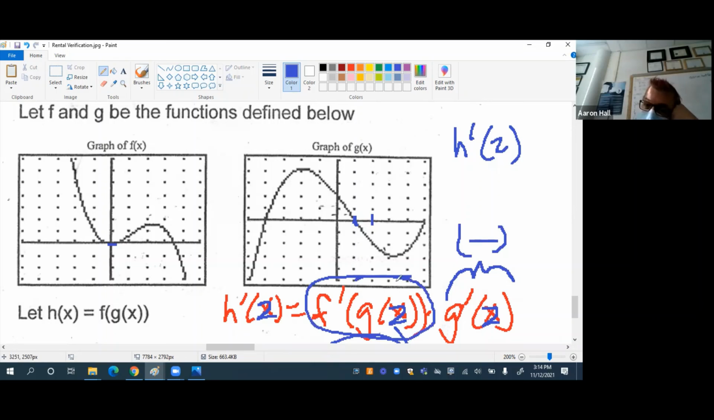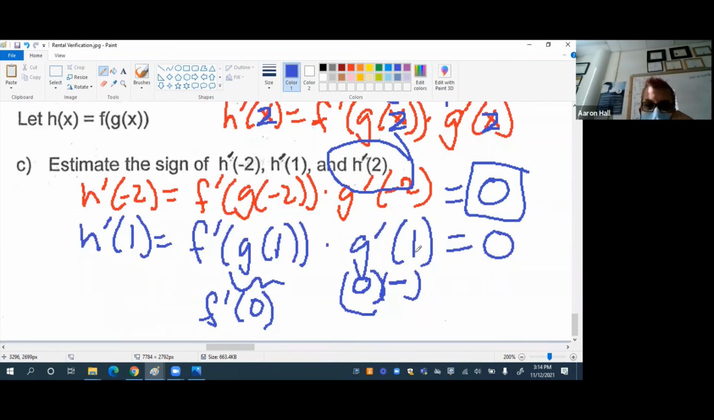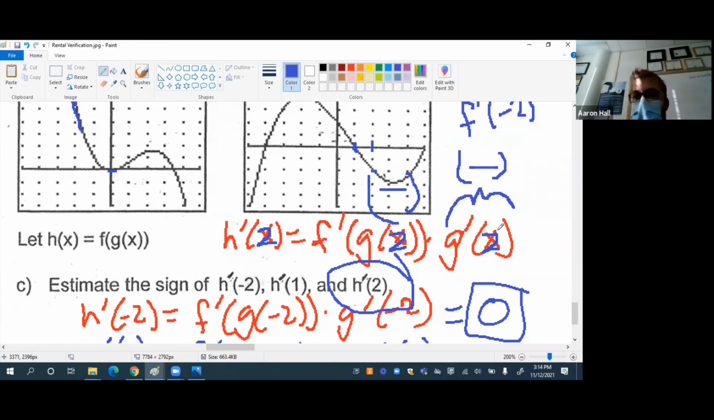Where do we start with this one? Find g of 2. G of 2 is what? Negative 2. So I'm trying to find f prime of negative 2. G of 2 is -2. And so I'm trying to find f prime of -2, which is what? It is negative. That is a negative slope right there. So this part here is negative. What is a negative times a negative? A positive. So that here is positive.